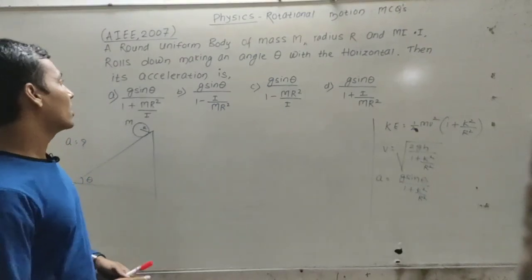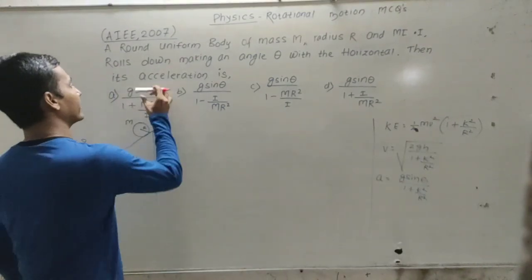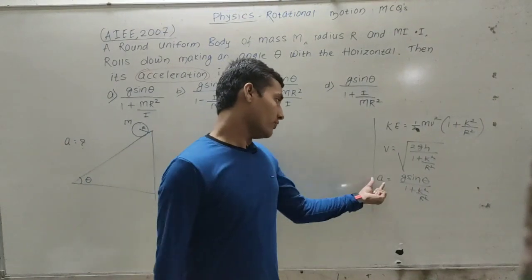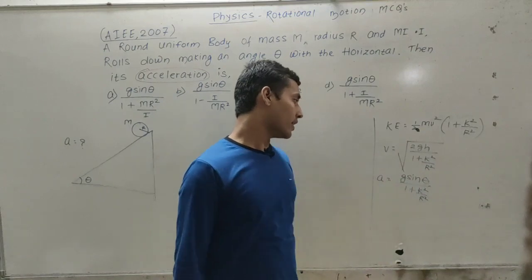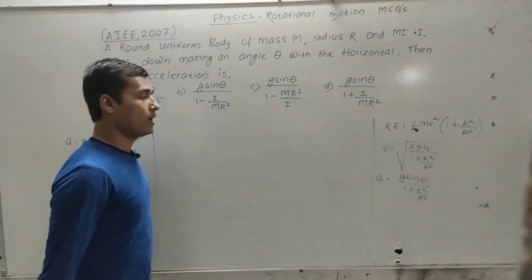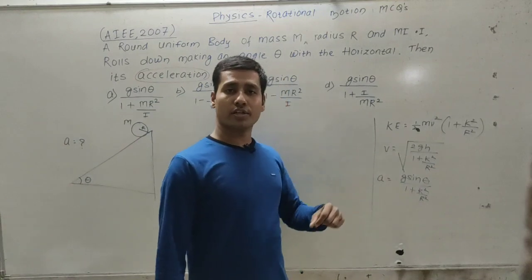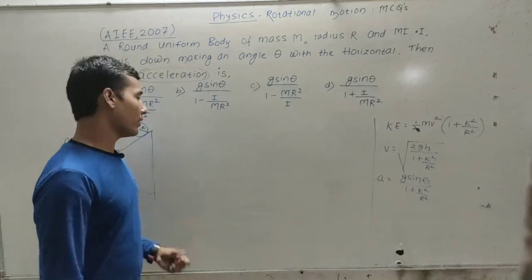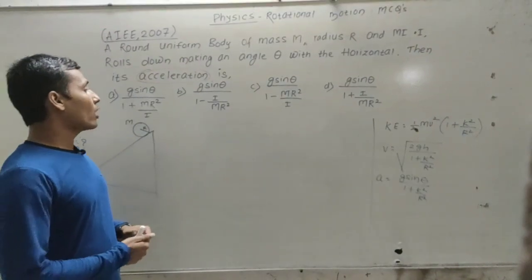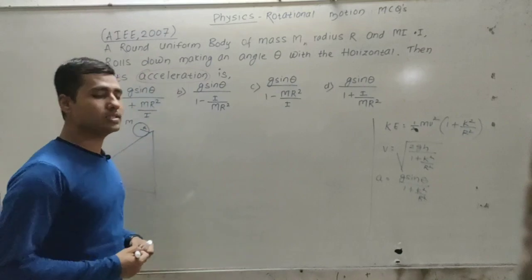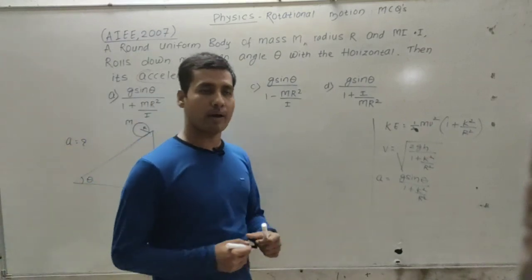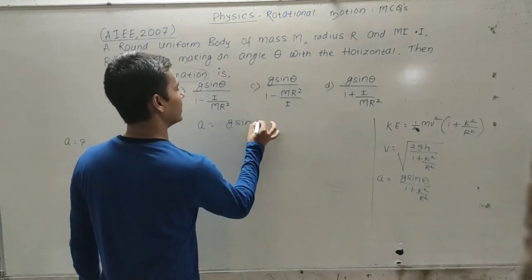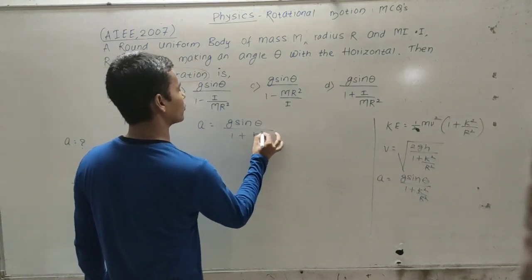So, in this problem we have to find the acceleration. This is the important formula which we have to use here. A is equal to g sin theta upon 1 plus k square by r square. What is g here? G is the acceleration due to gravity, k is the radius of gyration, and r is the radius of the object. So, I am using that formula, A is equal to g sin theta upon 1 plus k square by r square.